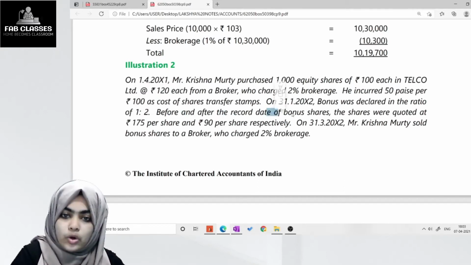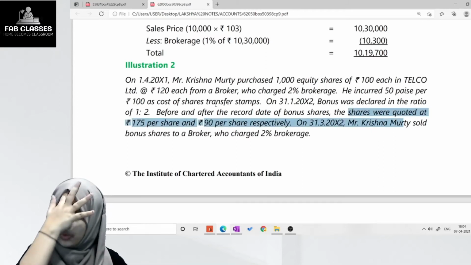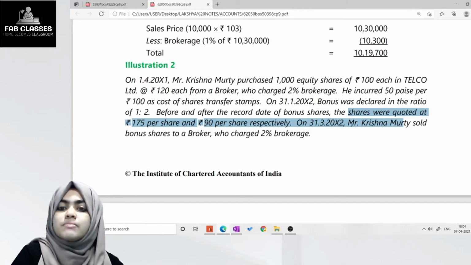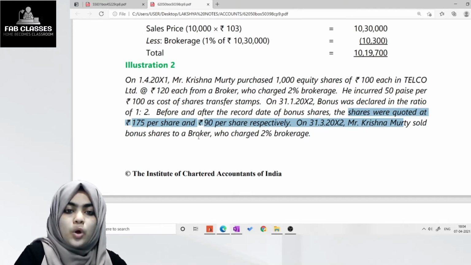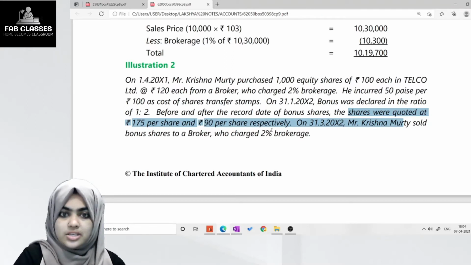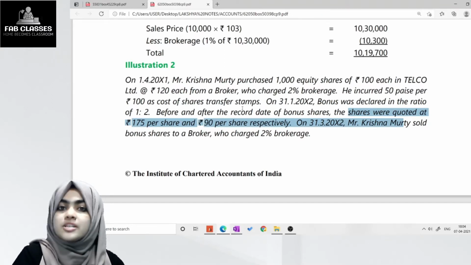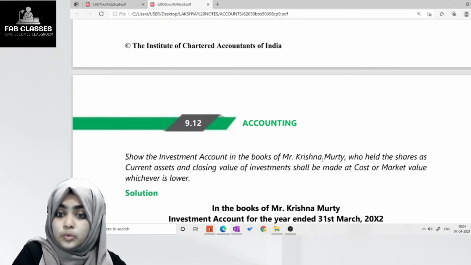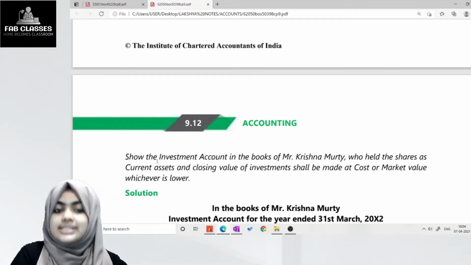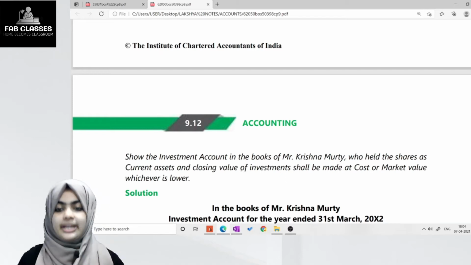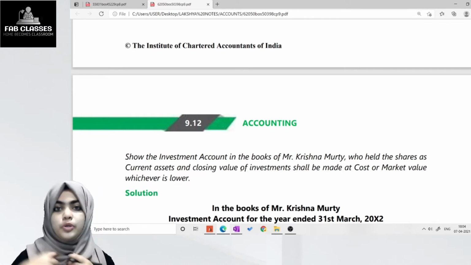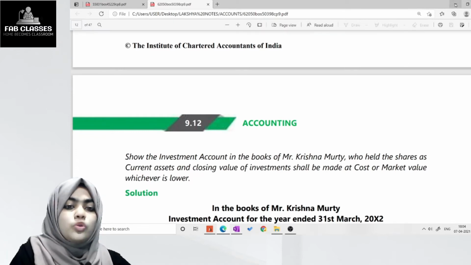And before and after the record date of bonus shares, the shares were quoted at 175 per share and 90 per share respectively. On 31/3/2012, Mr. Krishnamurthy sold bonus shares to a broker who charged 2% brokerage. So the bonus shares which we got were sold, and there was a brokerage of 2% also. And now show the investment accounts in the books of Mr. Krishnamurthy, who held the shares as current assets, and the closing value of the investment shall be made at cost or market value, whichever is lower. So we are required to prepare an investment account. So let's see how to prepare this.